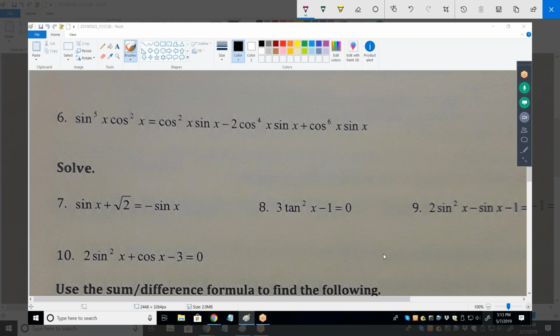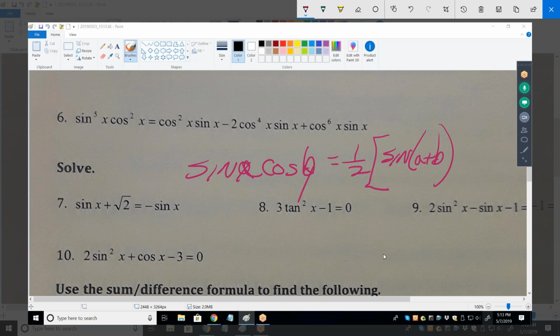It might have something to do with product to sum, but product to sum is where you have the sine of a cosine of b, let's call it a and b, and that's equal to a real complicated thing, 1/2 times the sine of a plus b plus the sine of a minus b. So perhaps we can take our sine to the fifth of x and turn it into something different, and then use this product to sum. I don't know.